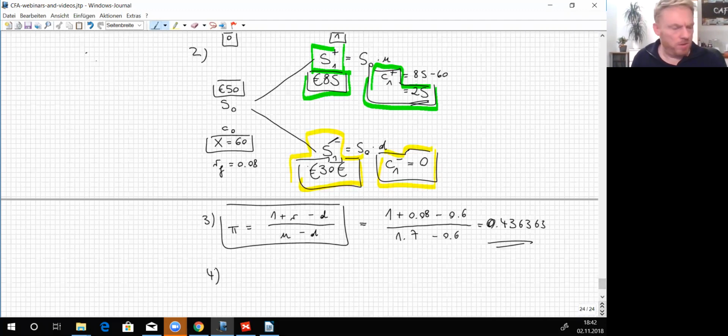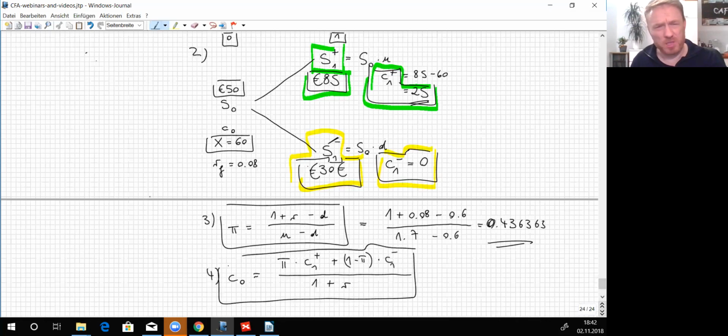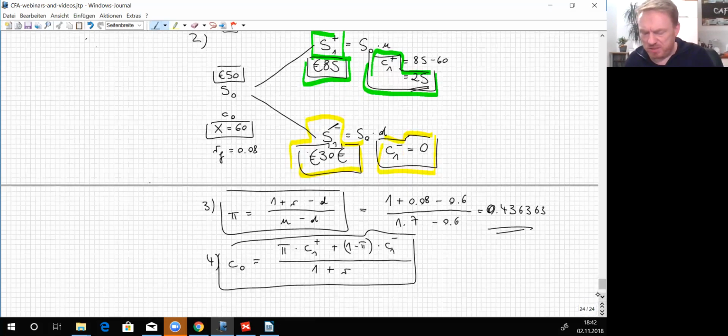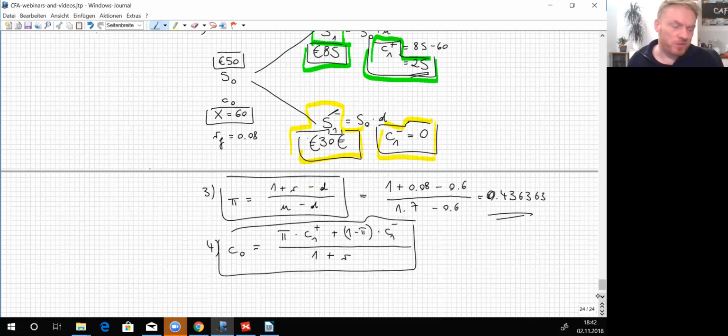of course, the value of the call option, just computed with the help of this binomial tree. And the formula goes this way: pi multiplied by C1 plus, plus 1 minus pi multiplied by C1 minus, divided by the denominator 1 plus r. Again, another formula. Oh my God, all those formulas you need to keep in mind. I'm sorry, I'm really sorry.